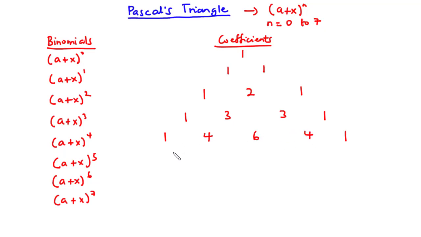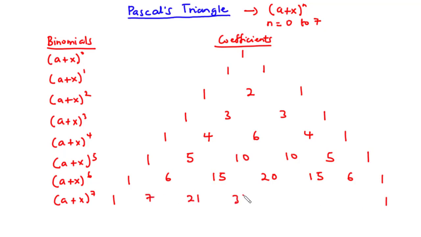At this point, I believe that you've been able to guess the trend. So we have 1, 1, 5, 10, 10, and then 5. We have 1, 1, 6, 15, 20, 15, and then 6. Lastly, we have 1, 1, 7, 21, 35, 35, 21, 7. Now this pattern formed by the coefficients is what we call the Pascal's triangle.